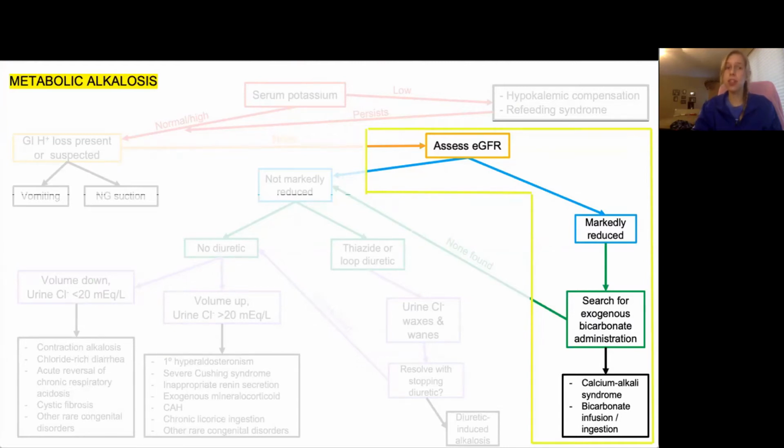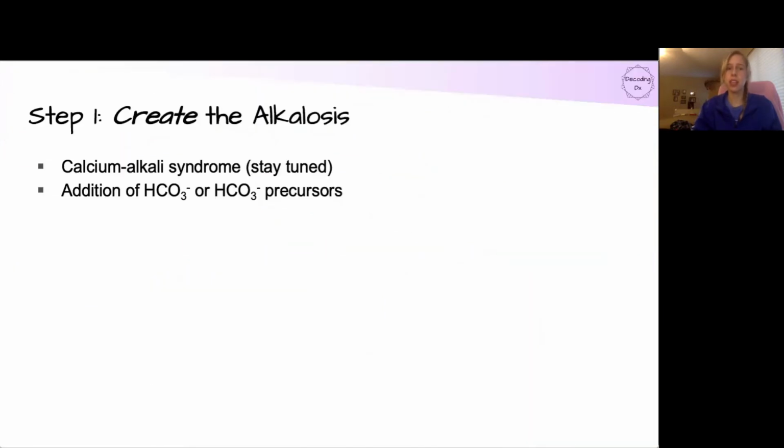A state of low glomerular filtration rate in chronic or acute kidney disease can lead to an alkalosis. And we're talking about a GFR of about 40 or lower in this case, so it has to be pretty significantly reduced. So just like earlier, the first step is creating the alkalosis.